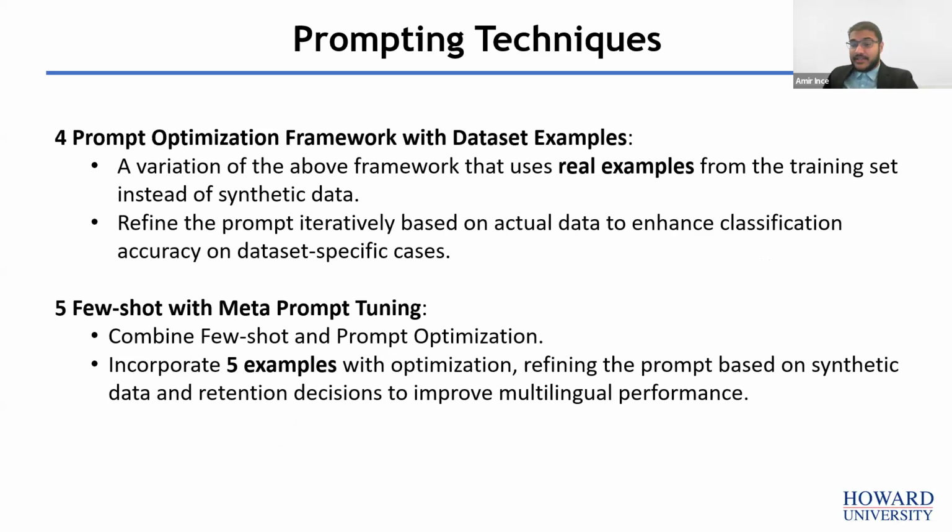Our fifth and final technique was few-shot prompting with metaprompt. This method combines methods 2 and 3, incorporating 5 initial examples into the base prompt and then using the prompt optimization framework to refine the prompts. So synthetic, English-based examples were used to refine the prompt for this method.